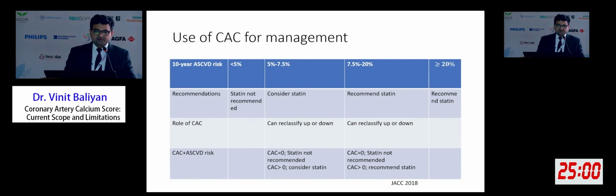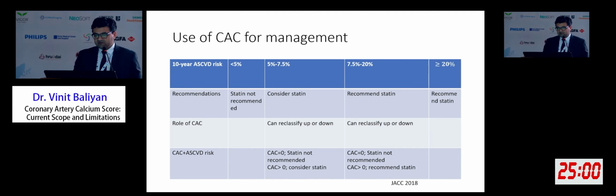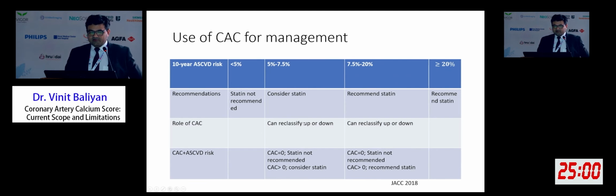All right, so now we're going to see how the information from calcium score CT is being implemented in patient management. So again, we can see this is the 10-year ASCVD risk: less than 5, 5 to 7.5, 7.5 to 20, more than 20. In the first category, no statin is recommended, and there is no use of coronary artery calcium score CT in these individuals. Similarly, individuals with a risk of more than 20% are always going to be on statin, so there is no recommendation of getting a calcium score CT. So the value of calcium score CT is in between, where it can reclassify the patient's risk up or down.